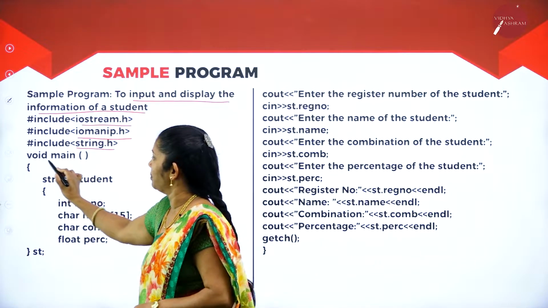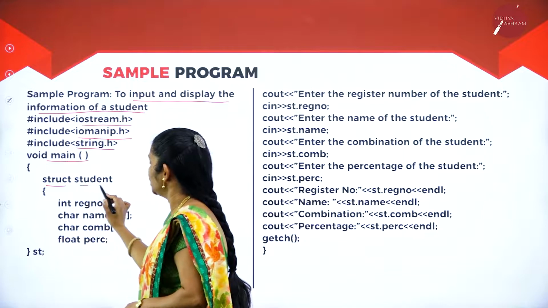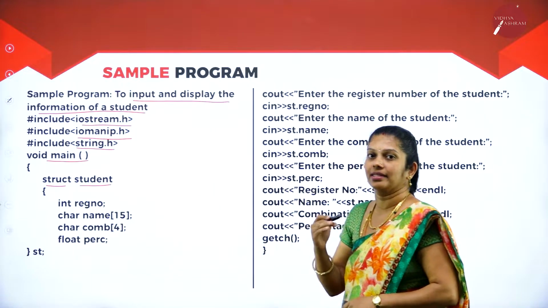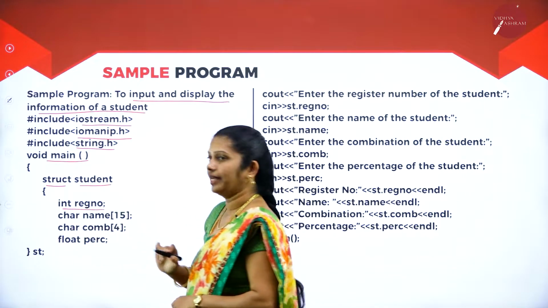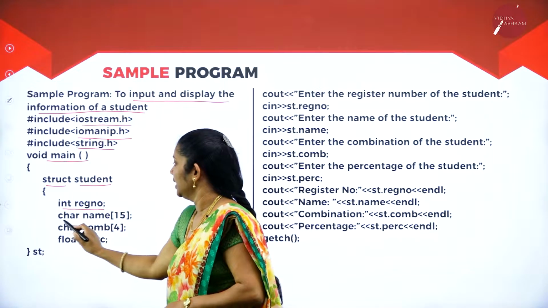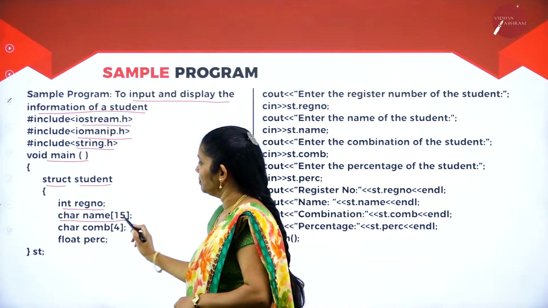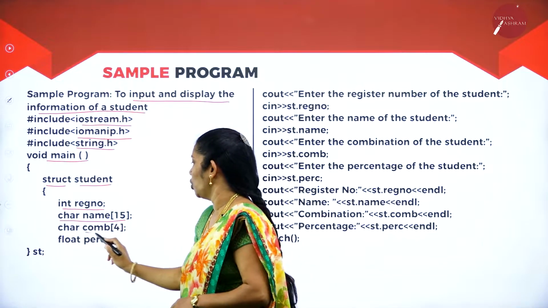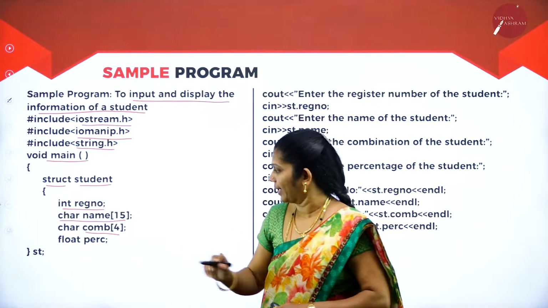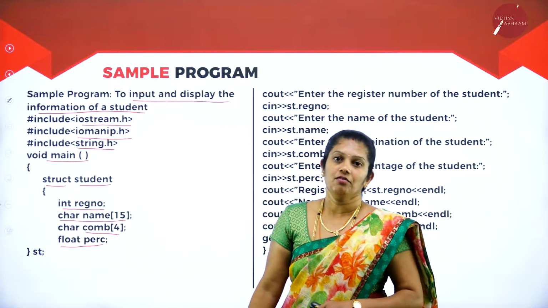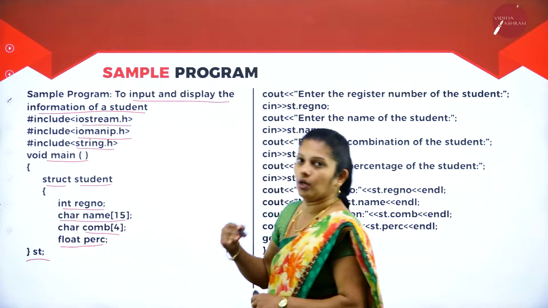Then, as usual, we start with the main program, void main. Here we first open the main program: struct student. struct is the keyword to declare the structure we need. Here the structure name we have given is student. In this we have four data members. One is register number of type integer, then char name with 15 inside the brackets. It means it is a character data type, but it can take a maximum of 15 characters. Then char combination with 4: for combination it can take a maximum of 4 characters. Then percentage we declared as float. So these are elements of different data types, and then we close this structure with those members.